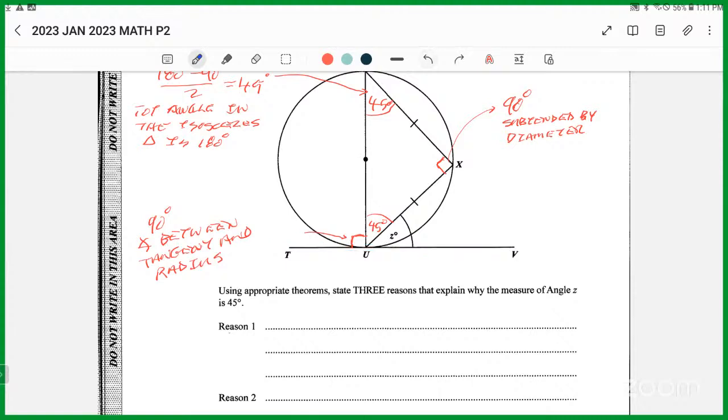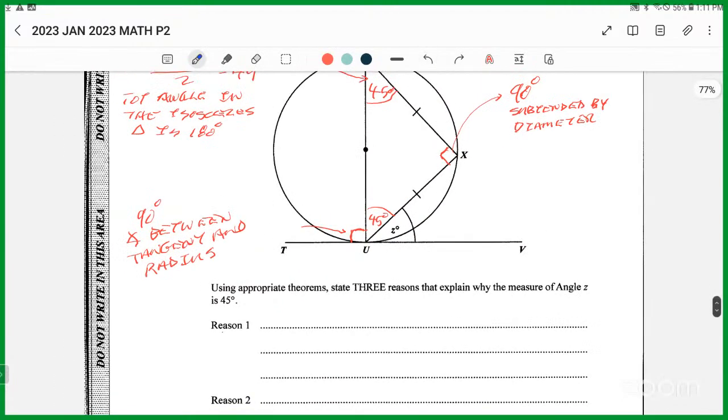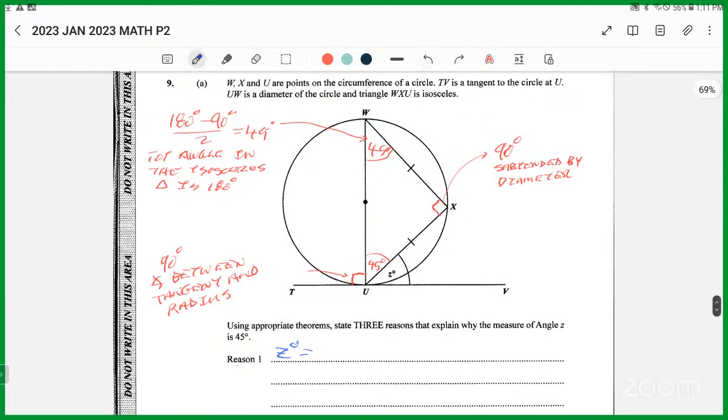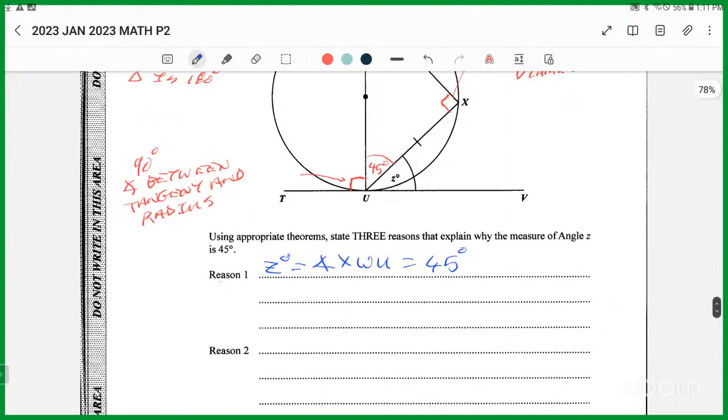The next one I'm going to use is the angle between this tangent and this radius, which is 90. The first one is tangent and chord. I'm going to say that angle Z is equal to the angle up here, angle XWU, which is 45 degrees. The angle between tangent and chord equals the angle subtended by the chord.